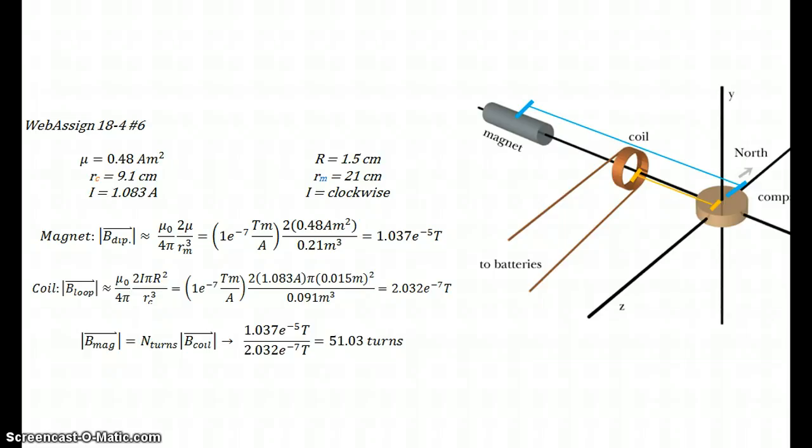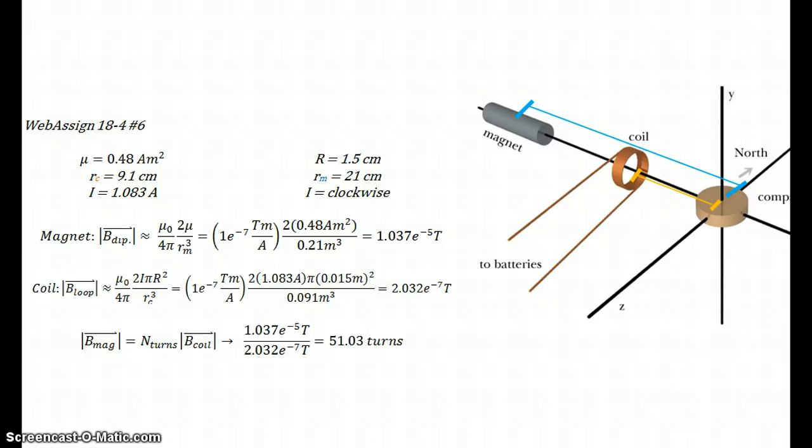In order to determine the number of turns in the coil, I first found the magnetic field of the magnet and the magnetic field of one loop of coil. Because not all parts of the magnet are the same distance from the compass, I am able to treat the magnet as a dipole along the axis to get an approximation.